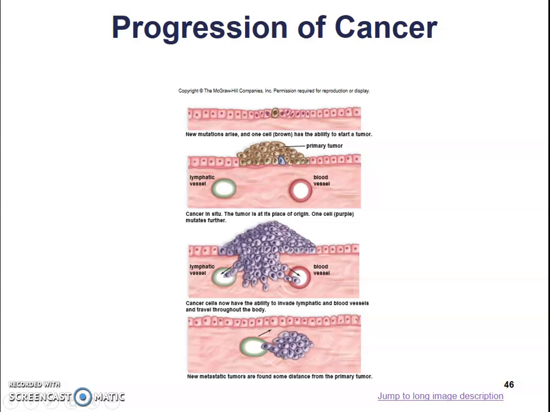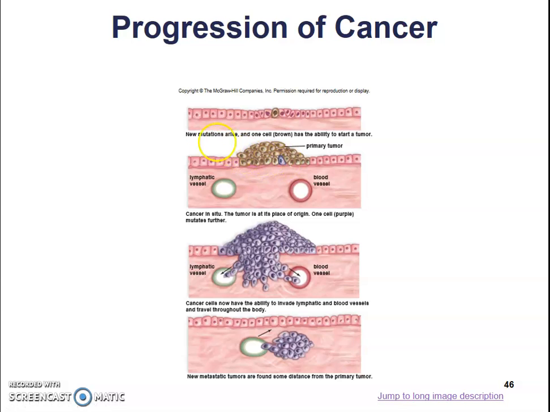Here we have one bad cell right here, this little dark brown one. That has a mutation, that has something wrong with it. It has the ability to start a tumor. So it replicates and makes more and more and more. This would be like the mole on my wrist that I had removed. And, oh, we've got one that is truly cancerous.